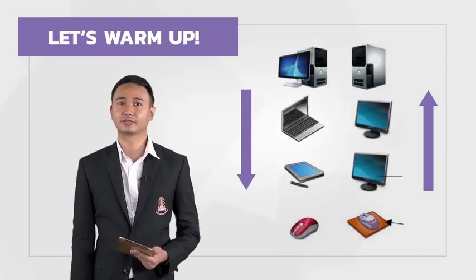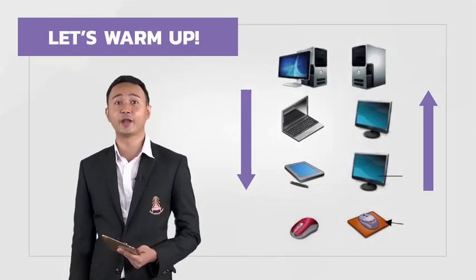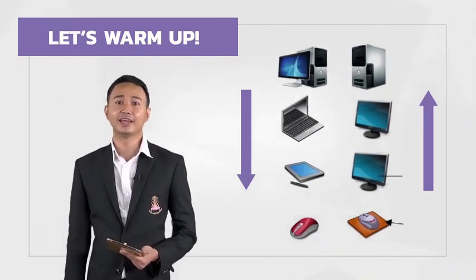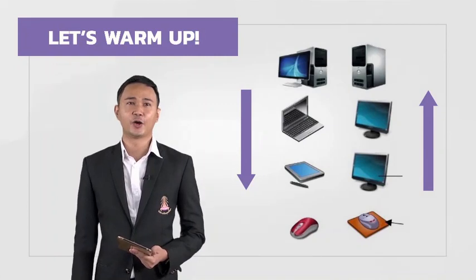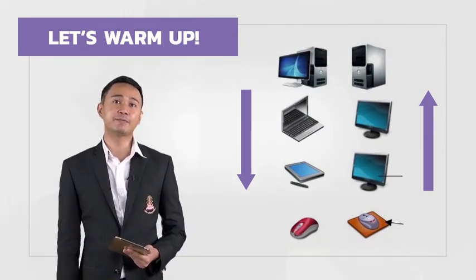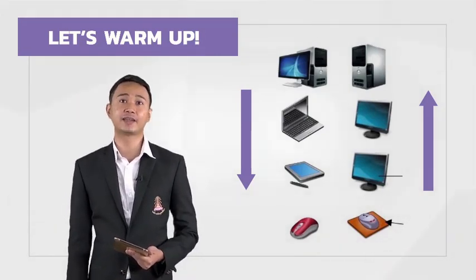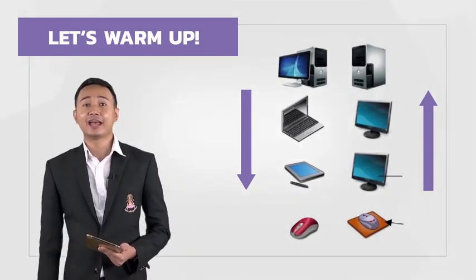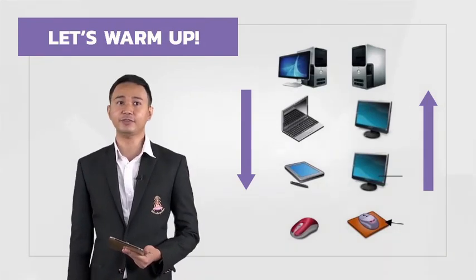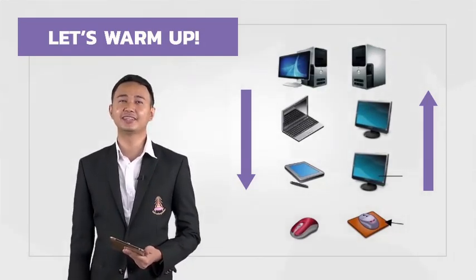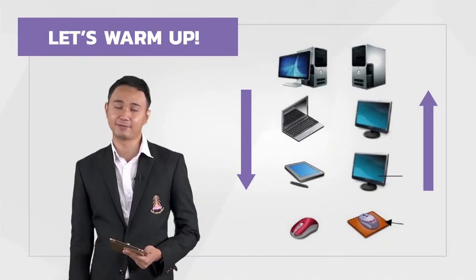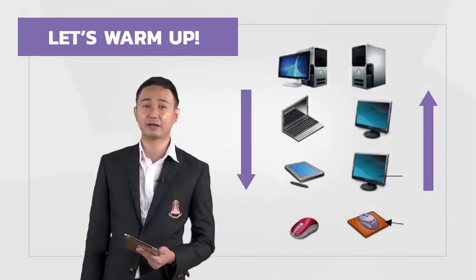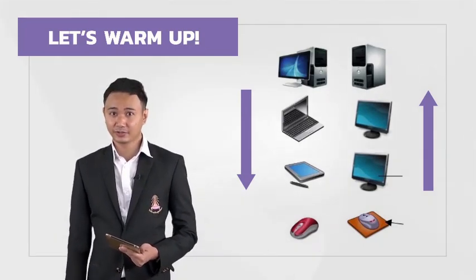Next one. What do we call it? Okay, give you a sec. It's laptop. A laptop is a portable computer that we can use on our lap. Okay, and then the third one, it's tablet. It's tablet. And next, this might be the easiest one among all, mouse.